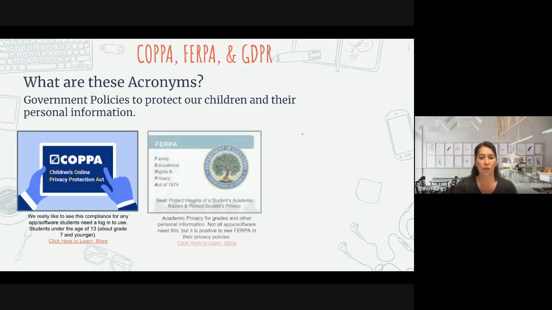Then we have FERPA. These are things like your report cards and your data that is in there. That's why, if you were to transfer schools, there are a lot of processes and procedures to get that information transferred to another school.